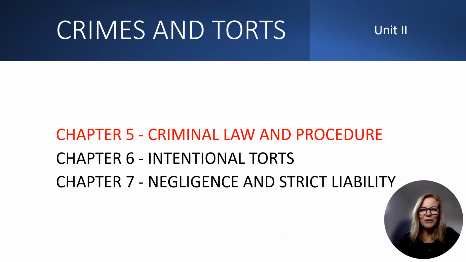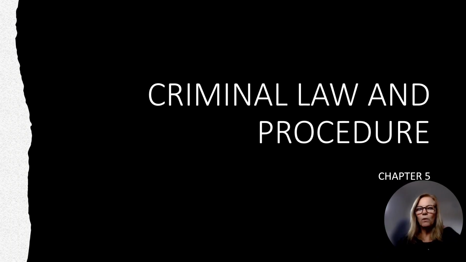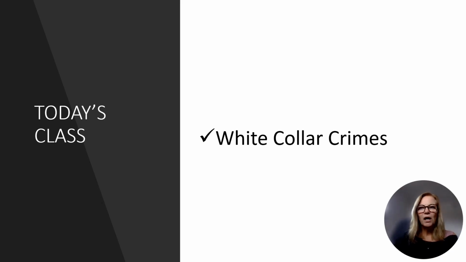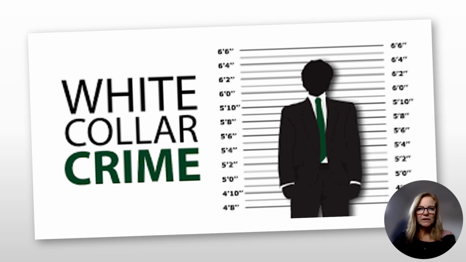Hello, everyone. We're in Unit 2, Chapter 5, still criminal law and procedure. We talked a little bit about the basic concepts of criminal law and the limits on government when it comes to criminal law. And now we're going to talk a little bit more about specific white collar crimes, which is more related to business law. So, what are white collar crimes?